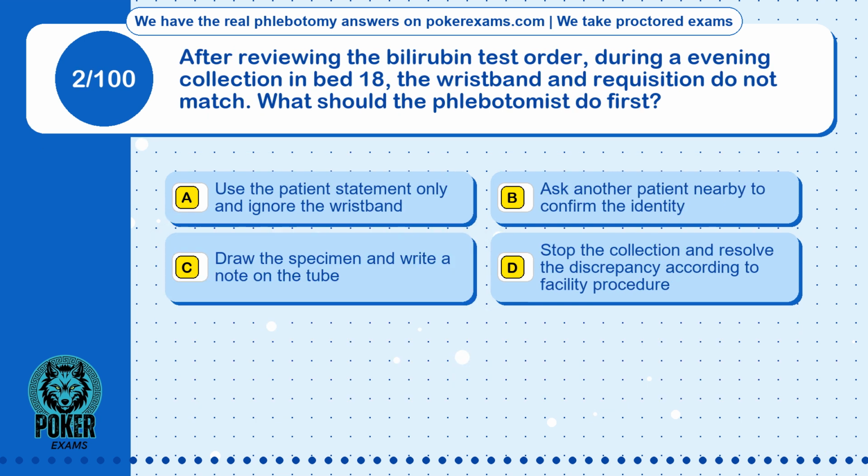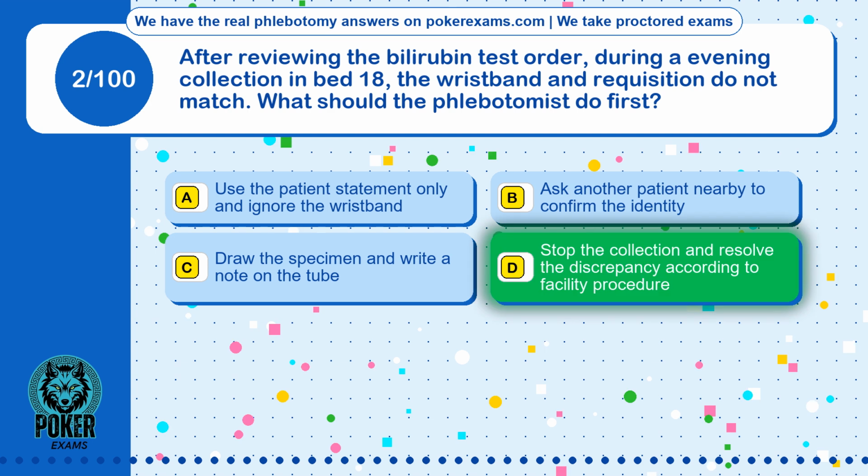Question 2. After reviewing the bilirubin test order, during an evening collection in bed 18, the wristband and requisition do not match. What should the phlebotomist do first? Option A. Use the patient statement only and ignore the wristband. Option B. Ask another patient nearby to confirm the identity. Option C. Draw the specimen and write a note on the tube. Option D. Stop the collection and resolve the discrepancy according to facility procedure.